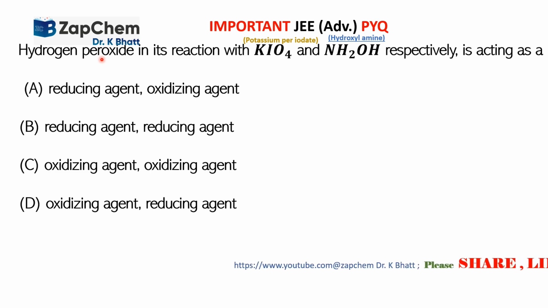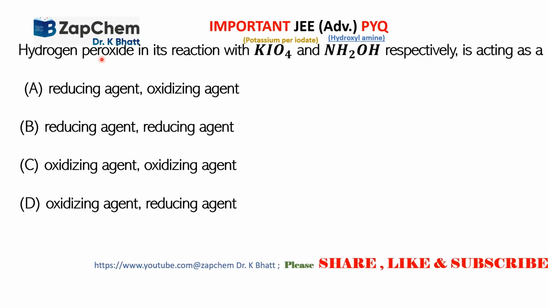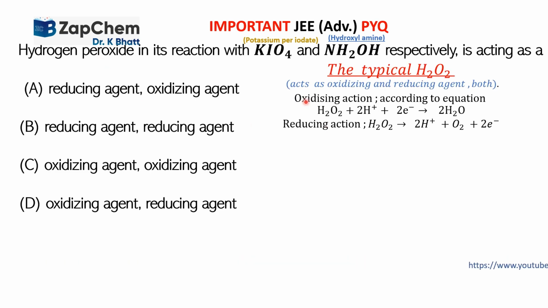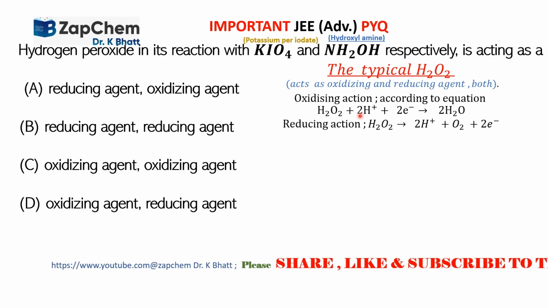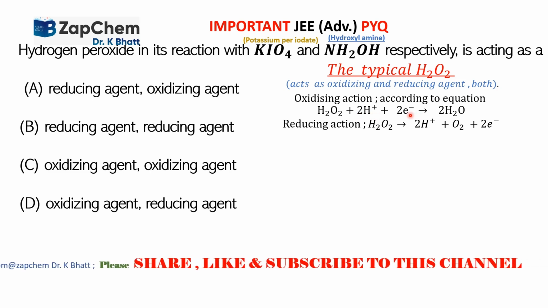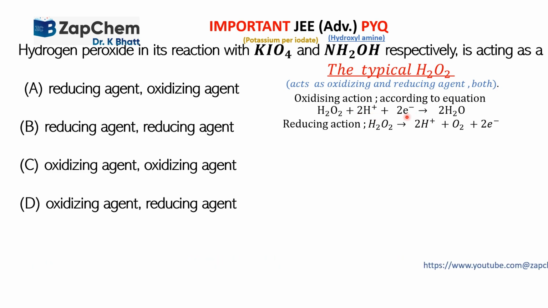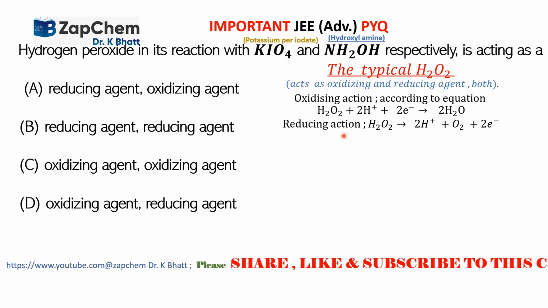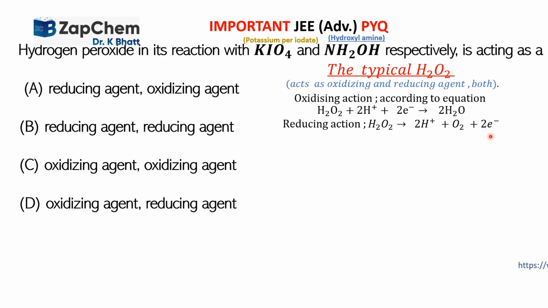Now, there is a typical characteristic of hydrogen peroxide. It acts as a reducing agent as well as an oxidizing agent. Oxidizing action occurs according to this equation, where it takes up two electrons and is converted to water. Similarly, in reducing action, it gives up two electrons to the oxidizing agent.